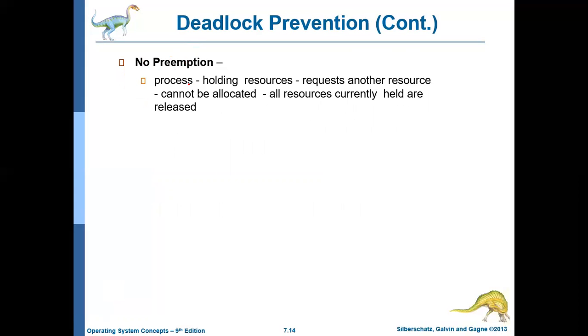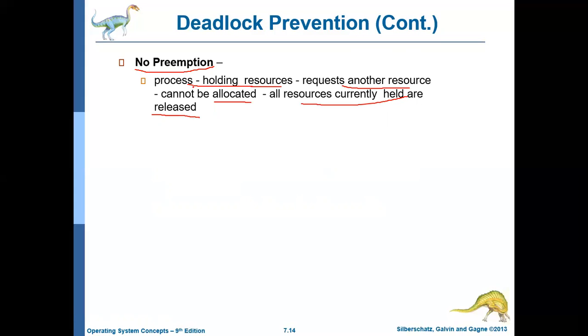Assume the process is holding some resource, and it is requesting some other resource which cannot be currently allocated, because that resource may be allocated to some other process. Then the process should voluntarily give up all its resources, because by default there is no preemption. The operating system cannot forcibly remove the resources from the process.